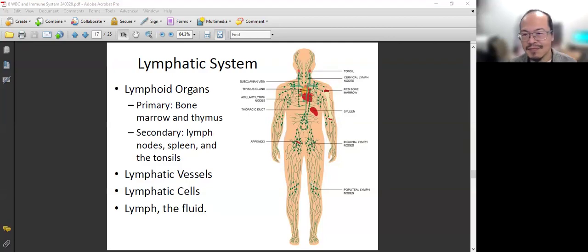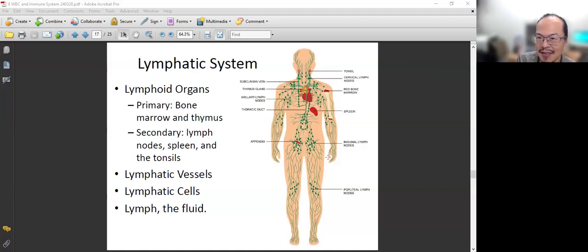So here is the lymphatic system. Basically, as you probably saw in this picture earlier, this is our lymphatic system. This is another fluid canal system in our body. We have the blood vessel system, but in addition to the circulation of the blood, we also have an additional system.